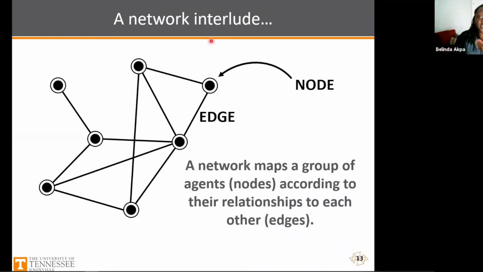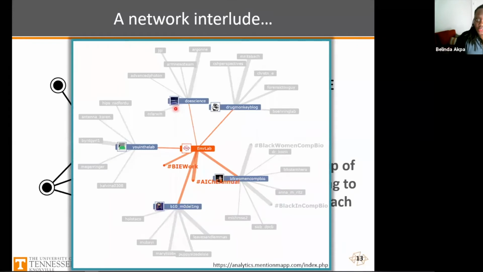Those kinds of networks can be very useful in thinking about disease spread. Here's another kind of network that I pulled up yesterday, where I used a tool called Mention Map and plugged in my Twitter account. It generates a network where the nodes are Twitter accounts and the edges represent whether or not my Twitter account, which is in the center here, has tweeted something that mentioned one of these other accounts. So you can see Black Women in Computational Biology here.